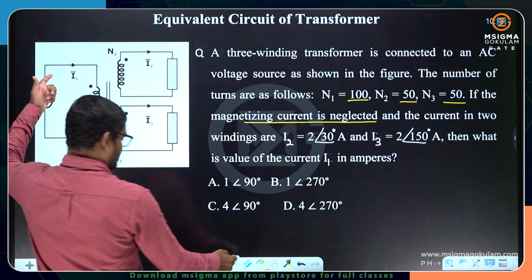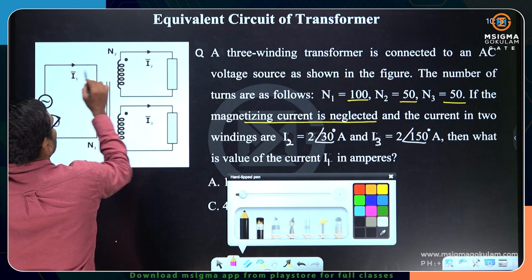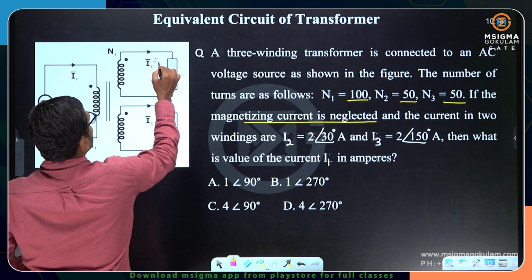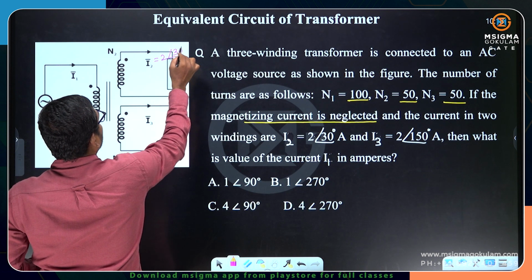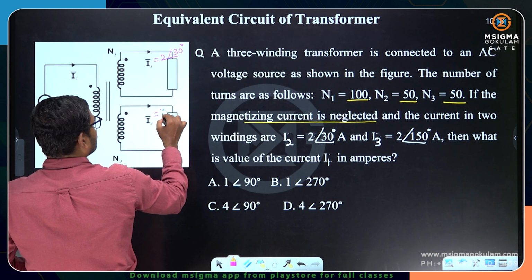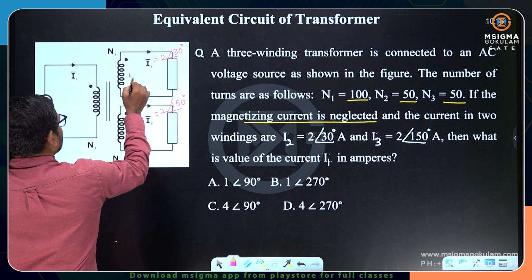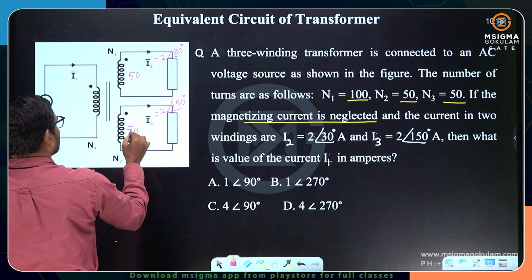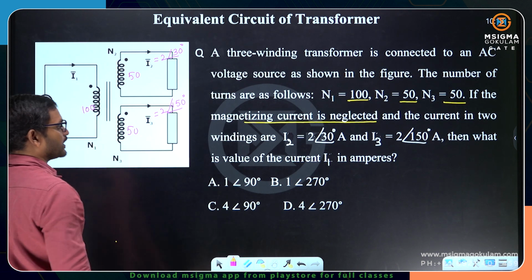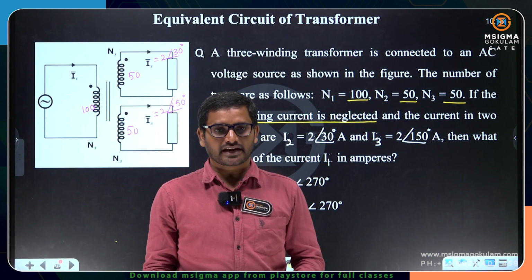So how, you see, he has mentioned already. I2 he has given as 2 at an angle of 30. I3 is given as 2 at an angle of 150. We know N1, N2, N3 also. So this is 50, this is 50 and this is 100. Okay. We know the turns, we know the currents.